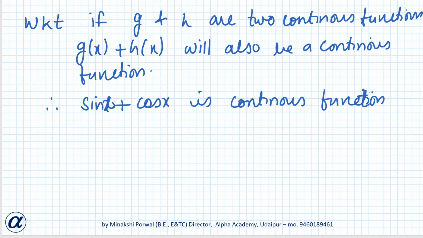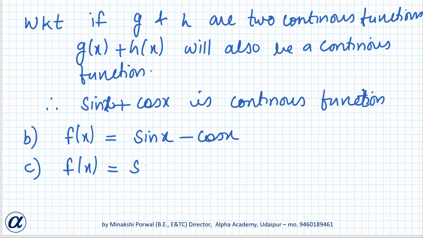Now, after this, part B. Part B is f(x) = sin x − cos x. The same we'll do, and just this statement you can change. If g and h are two continuous functions, g(x) − h(x) is a continuous function. Therefore, sin x − cos x is a continuous function. And for part C, f(x) = sin x into cos x. Their product will also be a continuous function.